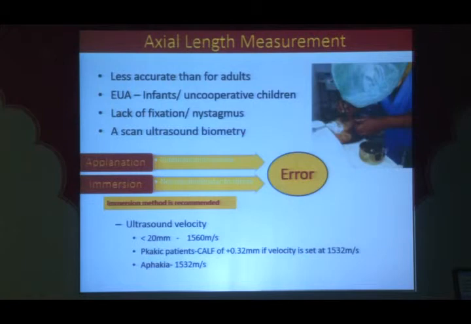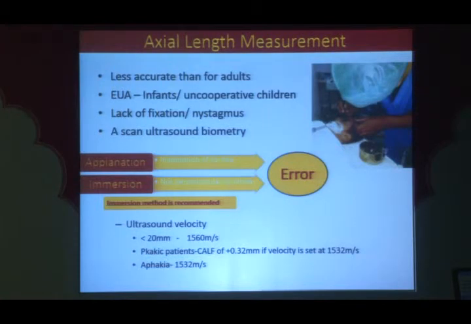Axial length measurement is less accurate as compared to adults, so examination under anesthesia has to be done in infants and uncooperative children. Children have lack of fixation. They may have nystagmus. A-scan ultrasound biometry is done by two methods, either applanation or immersion. In both, there can be errors. In applanation, the indentation of the cornea can lead to significant error in the axial length, whereas during the immersion technique, the probe may not be perpendicular to the retina, which may lead to error. But one study compared the applanation and immersion methods for calculation of pediatric axial lengths, and they found that in applanation about 0.28 millimeter less axial length is calculated compared to the immersion technique, leading to a remarkable size of error.